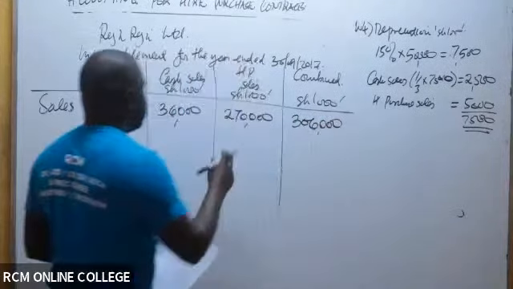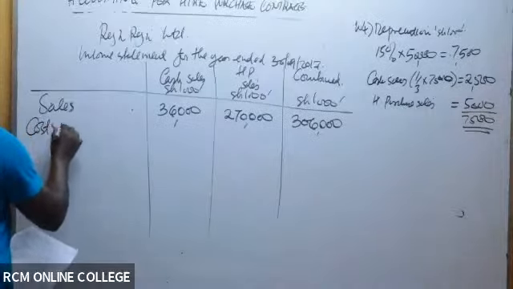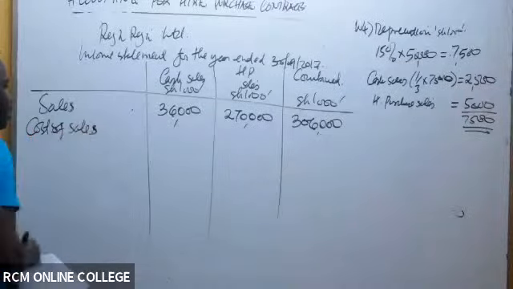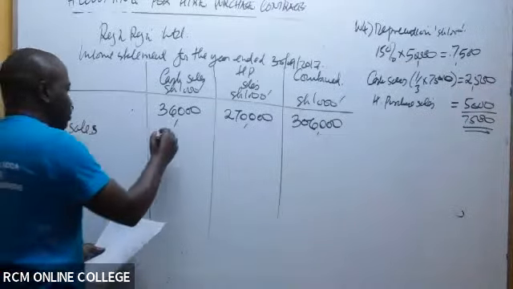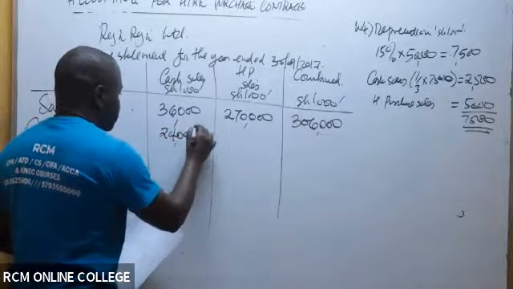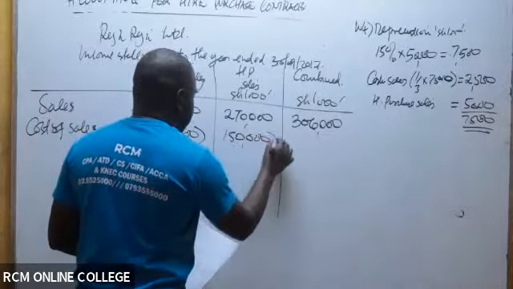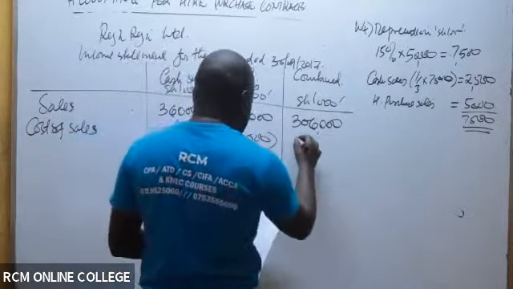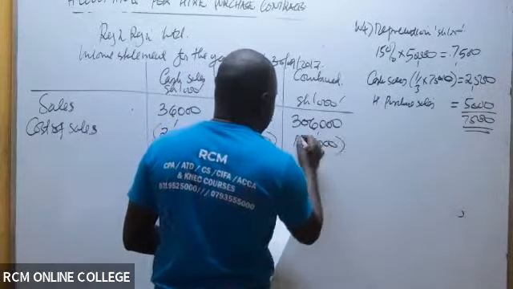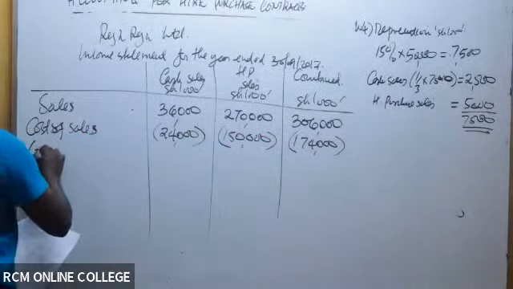Cost of sales, tulikuwa tumecalculate haki. Hii mkanipea figure ya 24 million. Hii mkanipea a figure of 150 million. When you add the two, inakuja 174 million. So we can be able to get the gross profit.